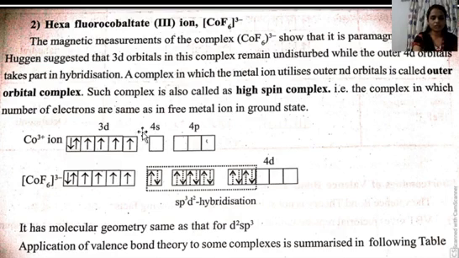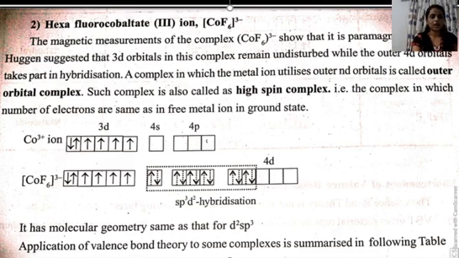The previous example was for the inner orbital complex, and this example is the outer orbital complex. That is the complex in which the number of unpaired electrons is the same as in the free metal ion in the ground state. The number of unpaired electrons for the free metal ion Co3+ and for the metal ion in the complex is the same. There is no change in the number of unpaired electrons. It has a molecular geometry same as that for d2sp3. Remember how we denote this. The previous example was for d2sp3 and this example is for sp3d2, and the geometry is the same for both of these, that is octahedral geometry.